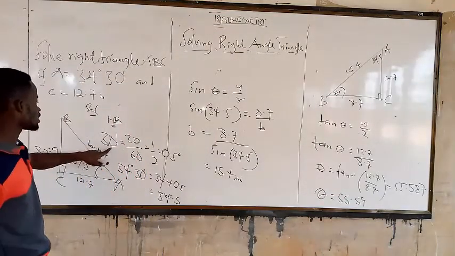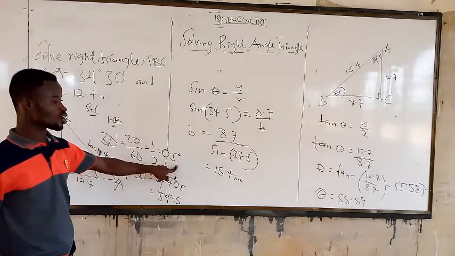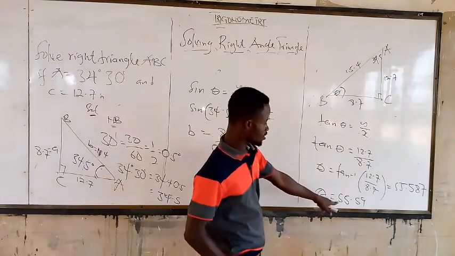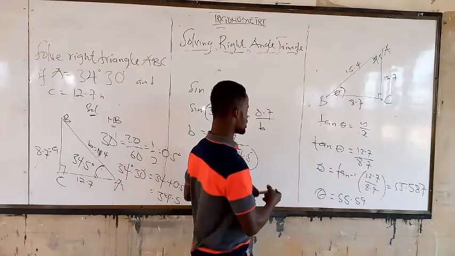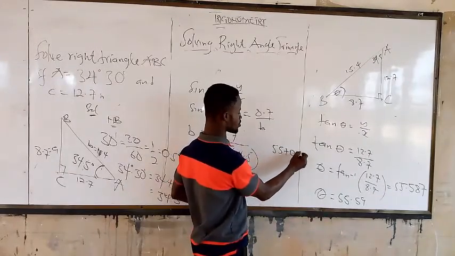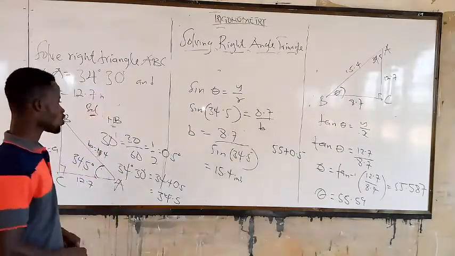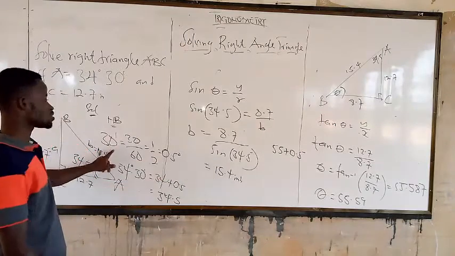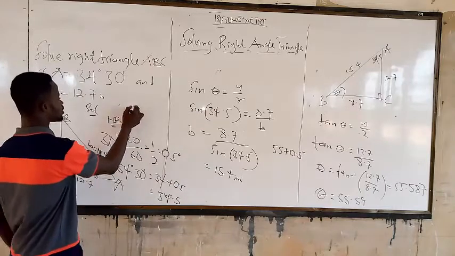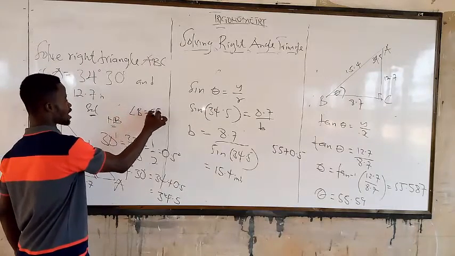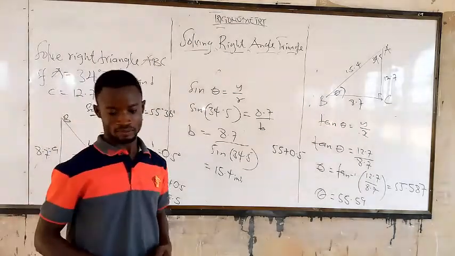Because we know that 30 minutes is 0.5 degrees, this is like 55 plus 0.5. Therefore, that 0.5 is 30 minutes. So here we get 55 degrees and 30 minutes. Therefore, the angle B is also 55 degrees 30 minutes. Alright, so that is that for that.